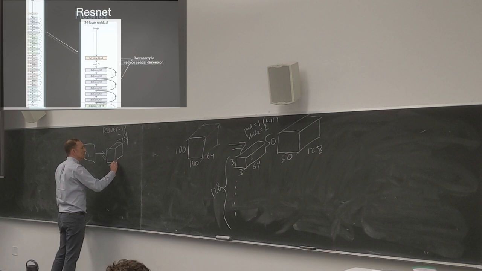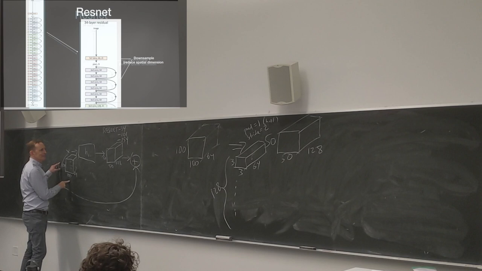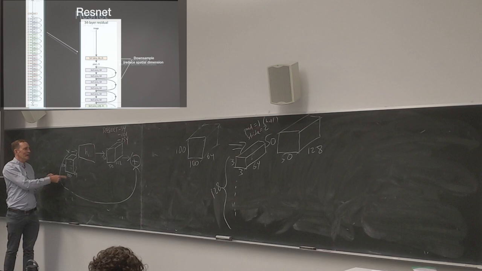50 by 128. And we're about to send this through a plus. So therefore, we have our X going over here. Are we allowed to just add our X here to our X here? They're just the wrong shapes, right? 100 by 100 by 64, we can't add to 50 by 50 by 128.